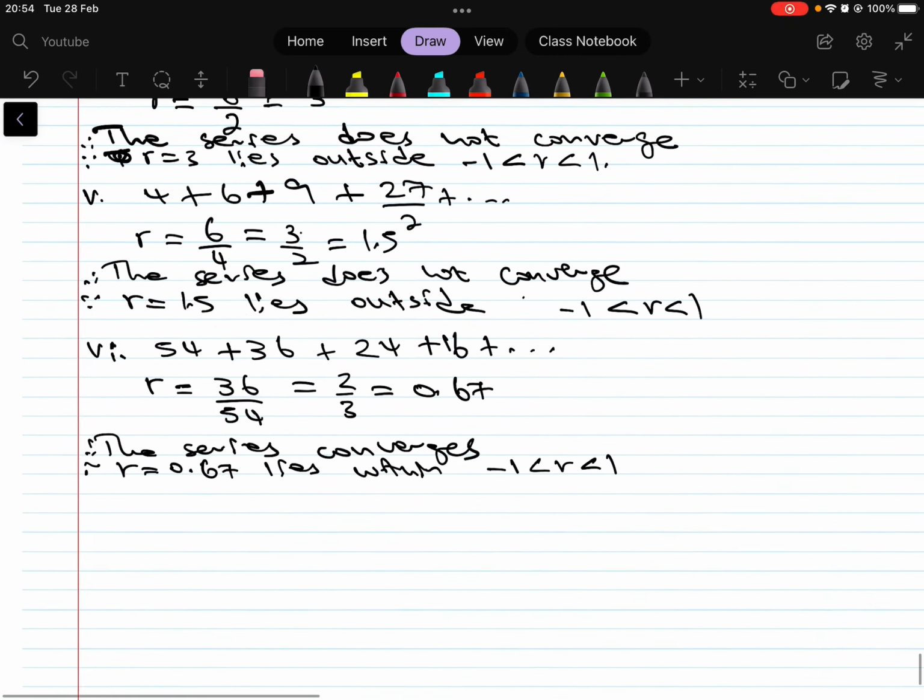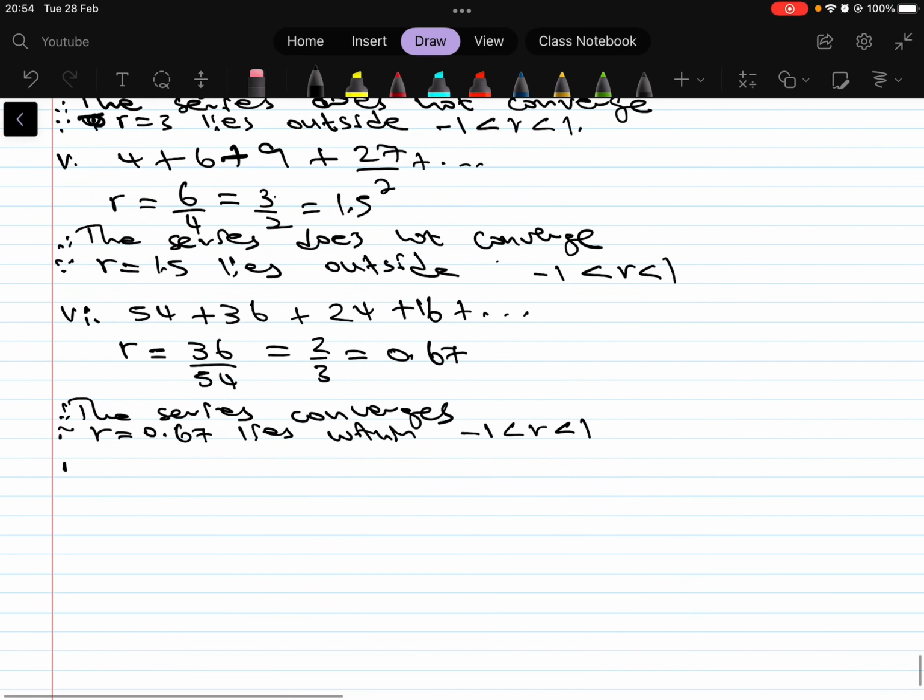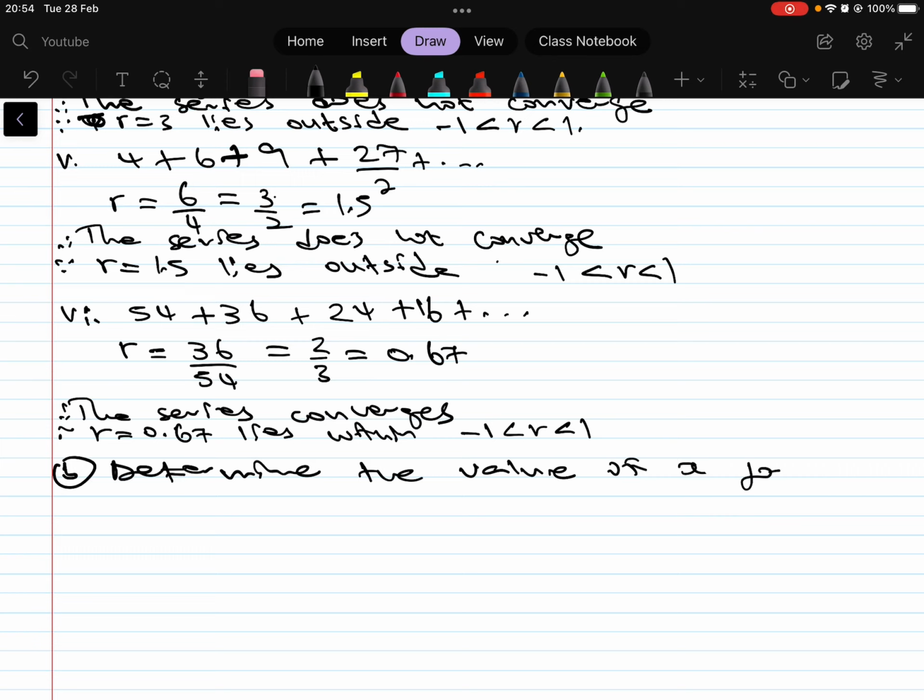Okay, let's move on to part B. In this case, you're just being asked to determine the value of x for which the geometric series converges.